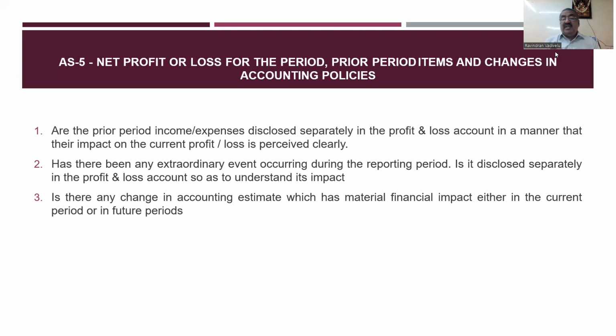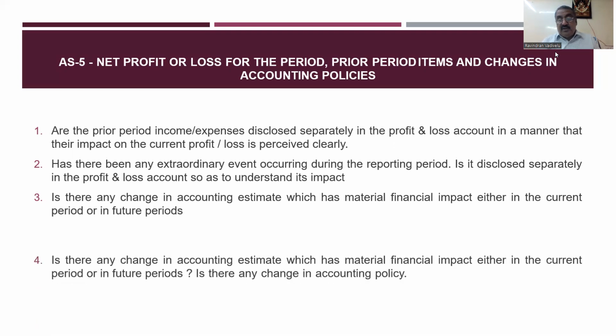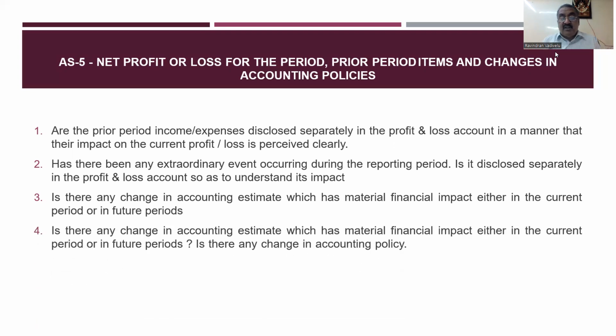So the change in accounting estimate: every year we will produce 100 units. Okay, that is the standard policy. Suddenly this year 100, next year 500, and the subsequent year it is 1000, 1500. So the basis of calculating the estimation has to be explained properly and has to be verified by the practice unit. The company has followed the same or not. Is there any change in accounting estimate which has material financial impact either in the current period or in the future period? Is there any change in the accounting policy?